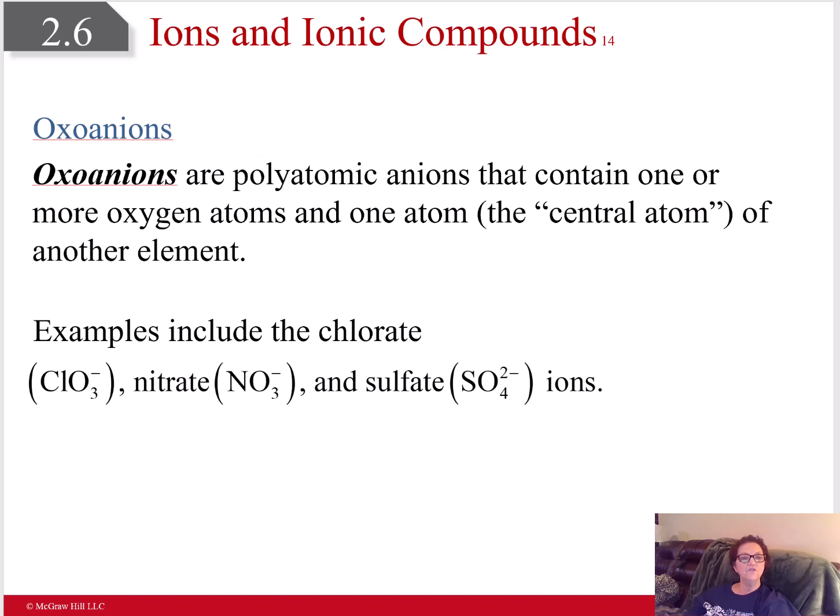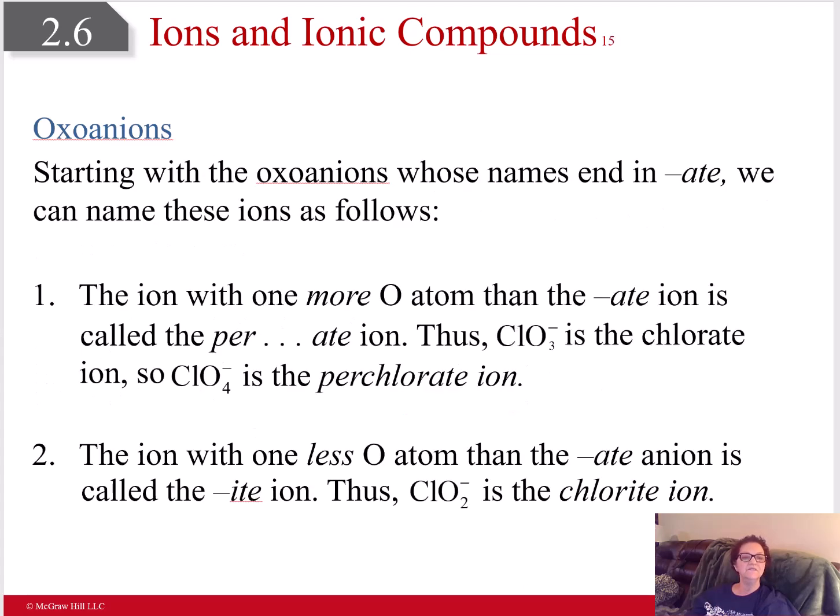Oxoanions are those that have the oxygens in them. So the polyatomic anions, they can have 1 or more oxygen atoms. So like chlorate, nitrate, sulfate, okay? We'll call them -ATEs. So those are the ATEs, all right?